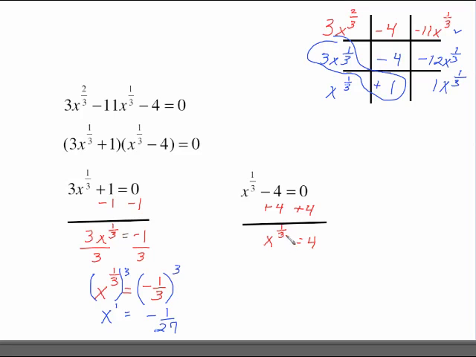Same idea over here, x to the 1/3. To undo that rational exponent, just raise it to the reciprocal power, which is still 3. So 3 times 1/3 gives me x to the first, or just x. 4 cubed is 64. So our two solutions are x equals 64 and x equals negative 1/27.